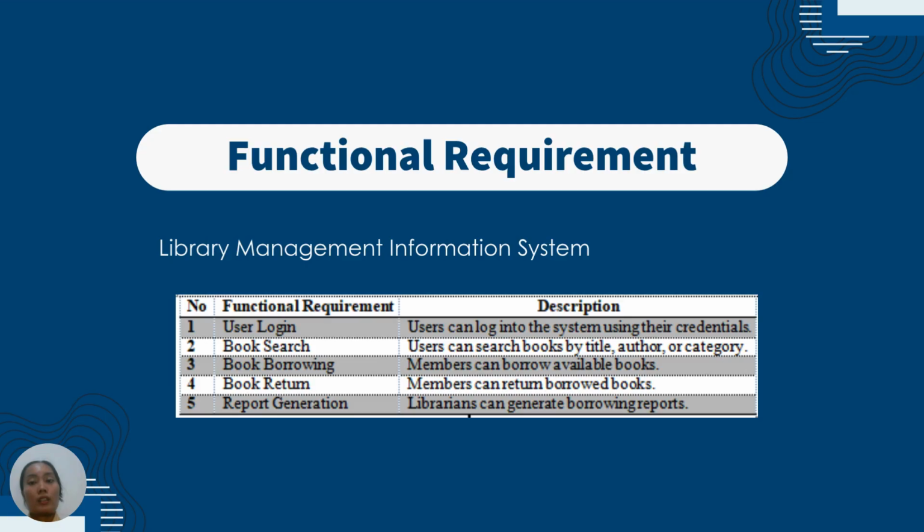Second, users should be able to search for books using keywords such as title, author, or category. Third, members can borrow available books. And fourth, members can return borrowed books. And finally, librarians can generate reports to monitor borrowing activities. These functions represent what the system is expected to do.